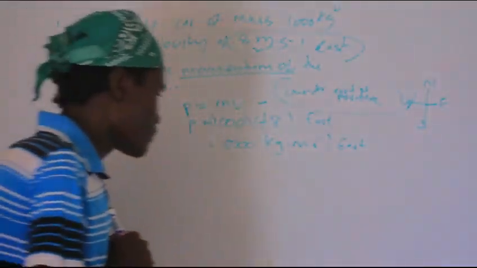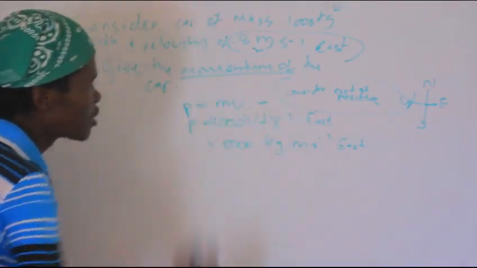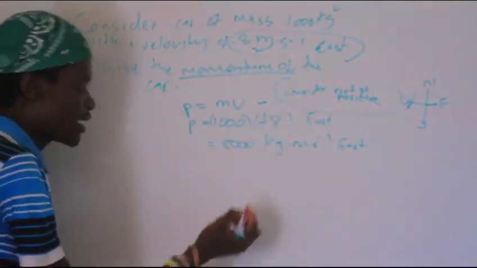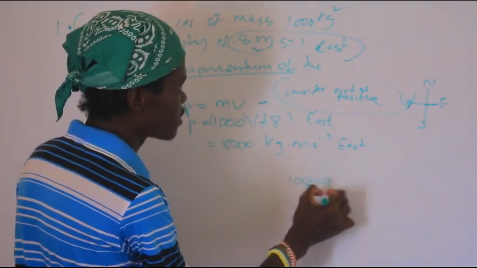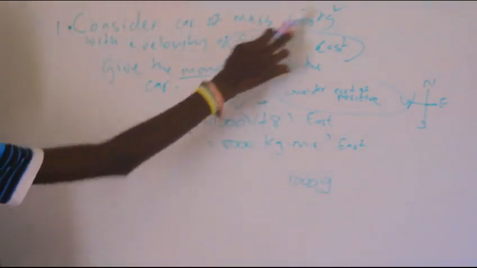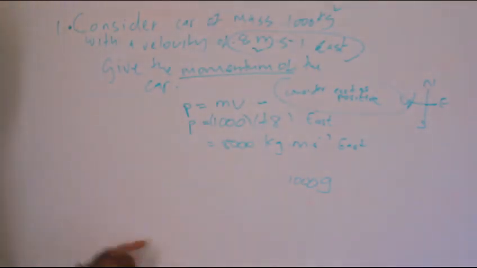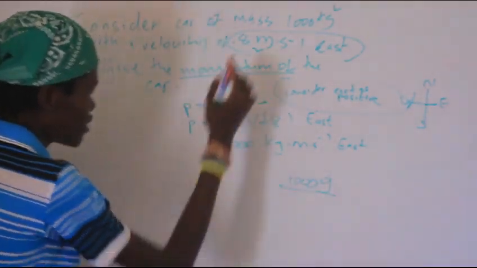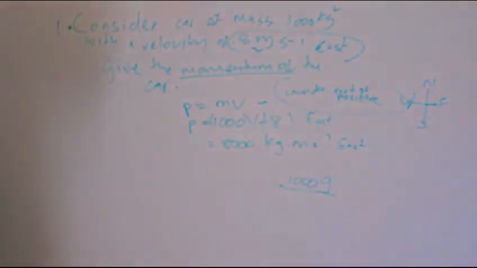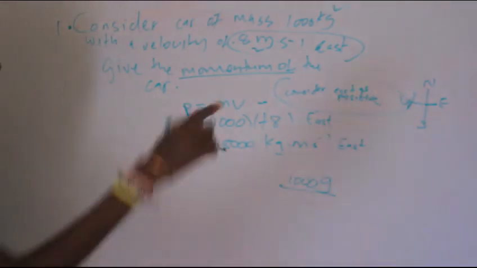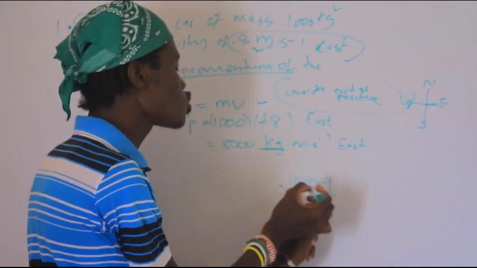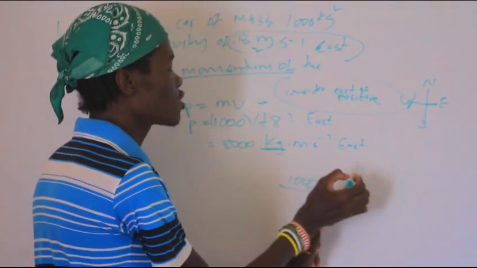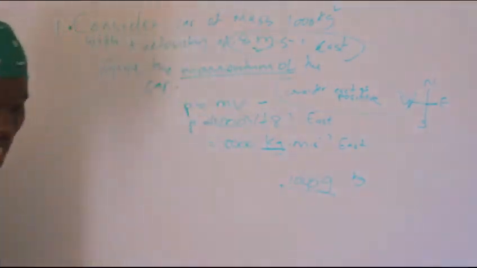First, let's check. They can say 1,000 grams. They say car mass of 1,000 grams, and then they give you the same information. Now you know that momentum deals with kilograms, so you must know how to convert from grams to kilograms. How do you do that?